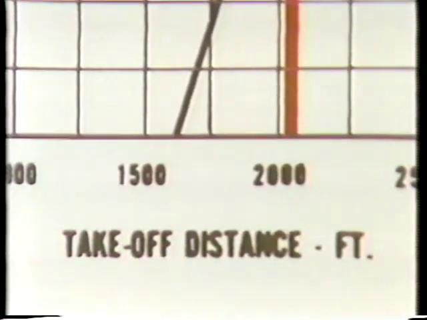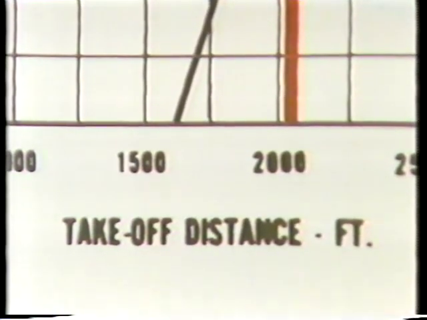Now move down vertically to the takeoff distance axis. The distance to clear a 50-foot obstacle is 2,075 feet. If we had been asked for takeoff ground run distance, the answer would have been only 875 feet.